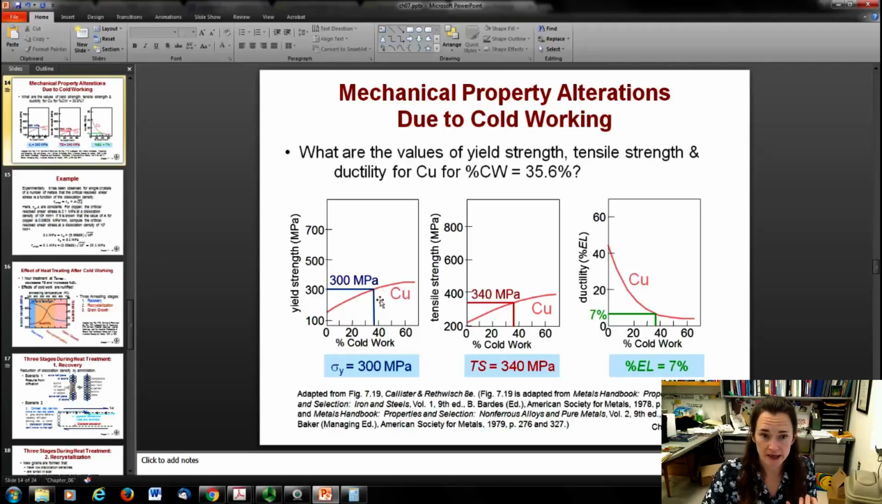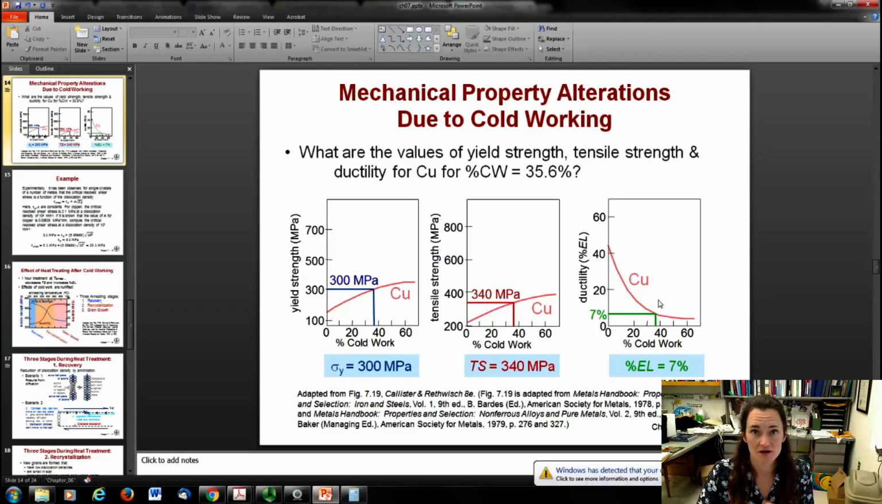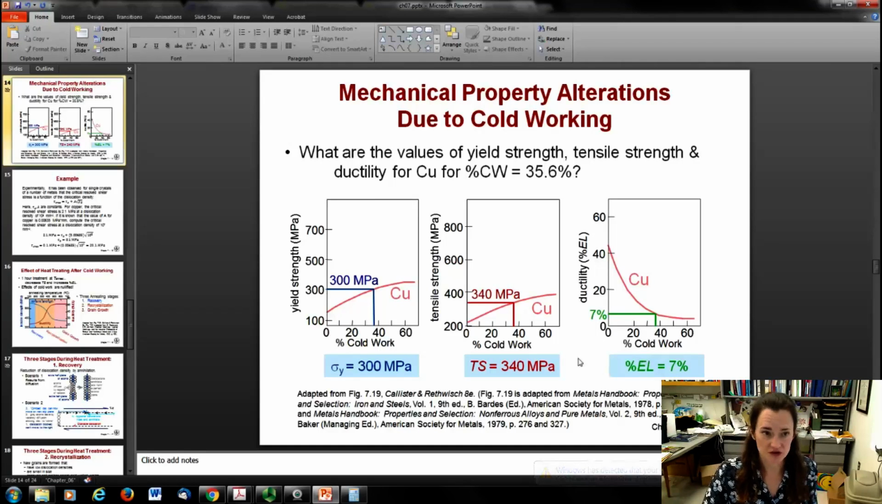If you take that cold work that we calculated in the previous slide and then you read off on the graph what's happening, it can increase the yield strength from something like 150 to 300 megapascals. It can increase the tensile strength from something like, oh gosh, 250 or so to 340 megapascals, and it can drop that ductility from over 40% down to 7% of ductility. So anytime basically you increase the strength of your material, you're going to sacrifice the ductility of the material. And that just makes sense.